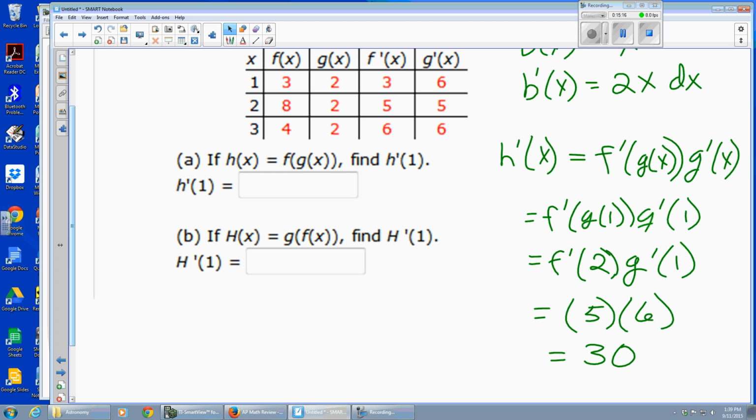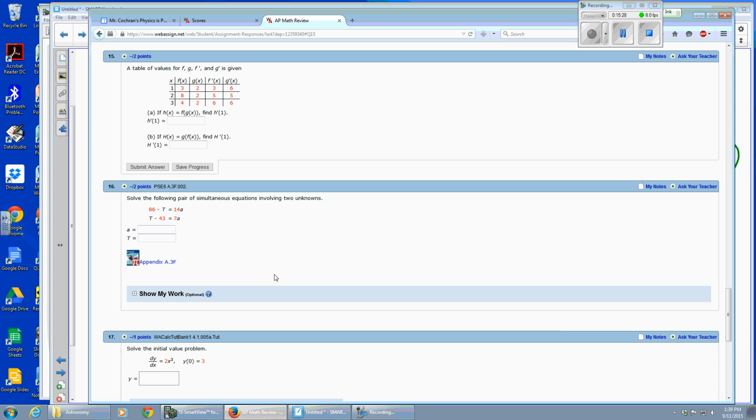Let's see if I'm right on Friday. Did I get that right this week? f prime of 2 is 5. g prime of 1 is 6, okay. Should be 30. Yay!